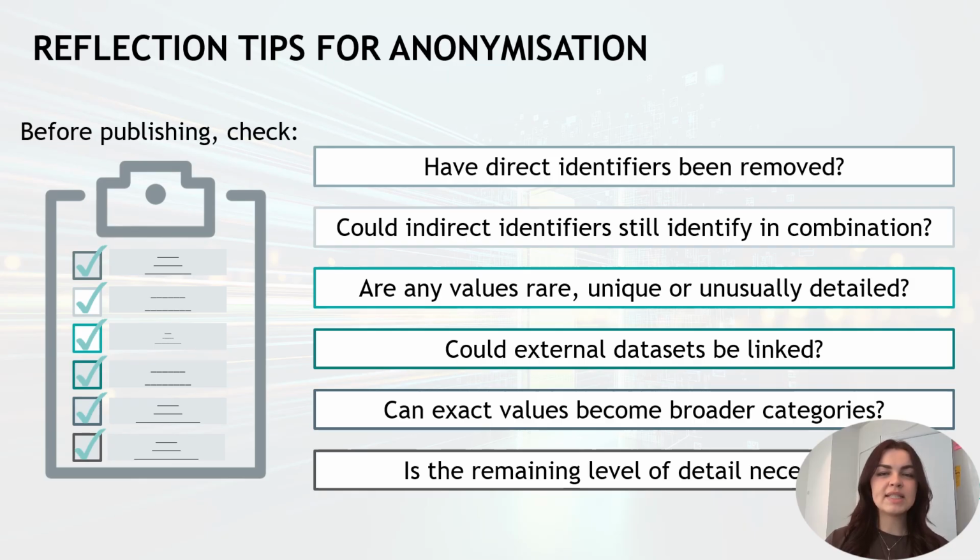Then ask whether the data is more detailed than necessary. Exact ages may become age bands. Exact locations may become wider areas. Exact dates may become months or quarters. In some cases, publishing grouped counts is much safer than publishing individual level records. The goal is to keep enough value for the publication purpose while reducing identifiability as far as reasonably possible. At the same time, the publication file is only one part of the risk. The working data also needs protection before it ever reaches that point.